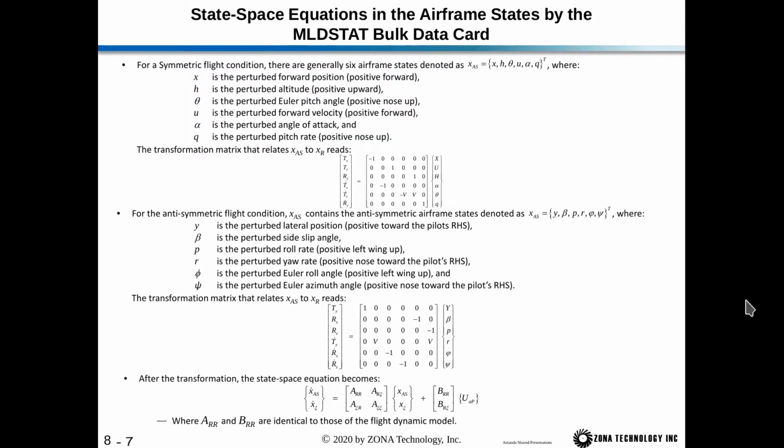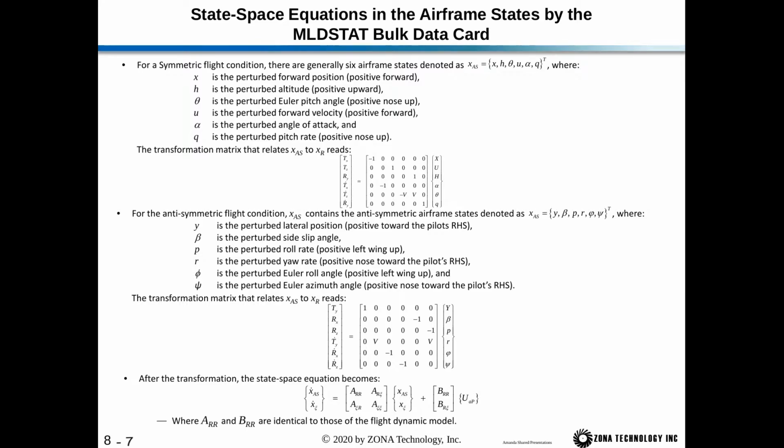Next we'll look at the state space equations specified in the airframe states by the MLDSTAT bulk data card. Now for a symmetric flight condition, there are generally 6 airframe states denoted as X, H, theta, U, alpha, and Q, where X is the perturbed forward position, H is the perturbed altitude, theta is the perturbed Euler pitch angle, U is the perturbed forward velocity, alpha is the perturbed angle of attack, and Q is the perturbed pitch rate.